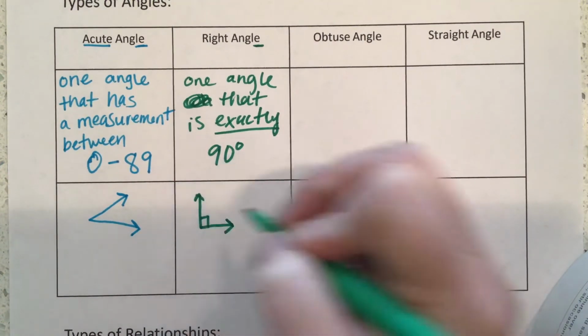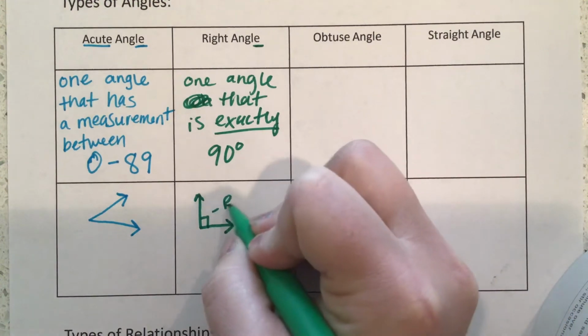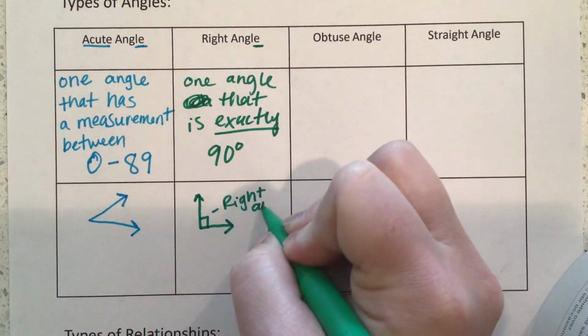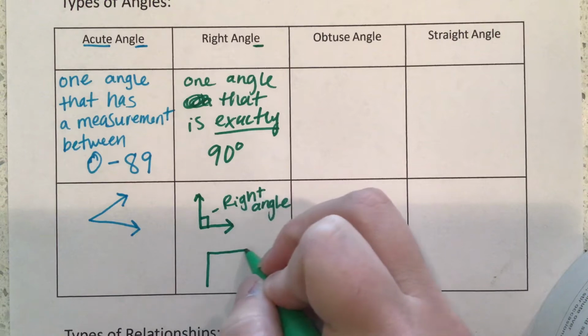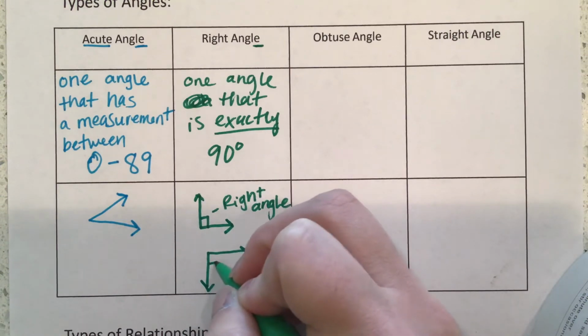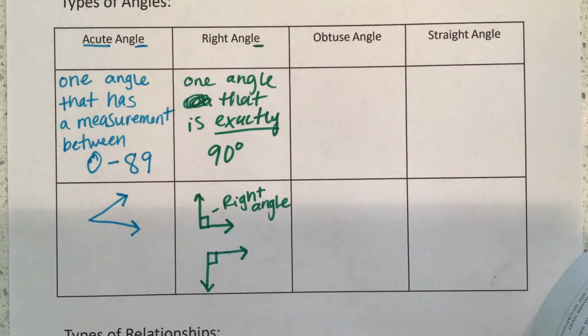And we know it's a right angle because it's going to have that box in the corner, and that tells us that it's a right angle. We cannot say it's a right angle unless it has that box in the corner. We could draw the right angle upside down like this. Putting that box in the corner tells me that it's a right angle.